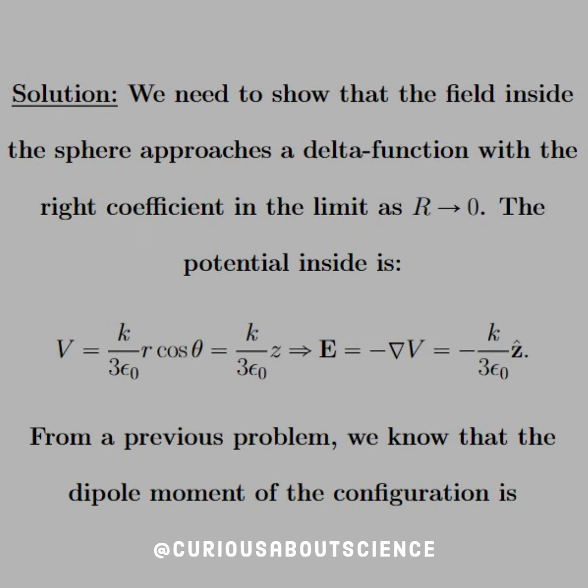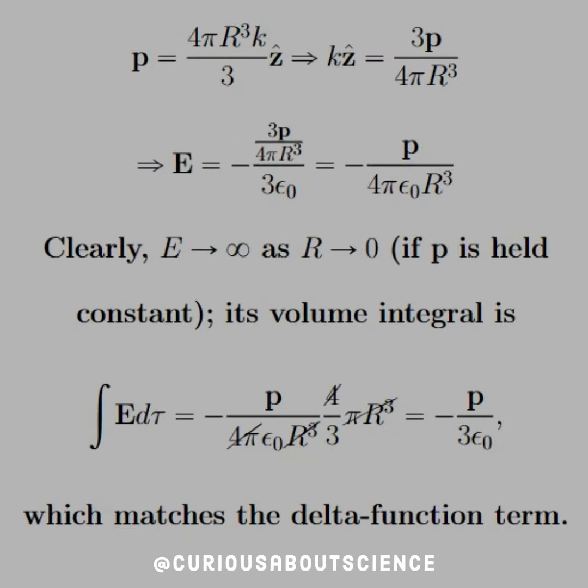We also know from a previous problem that the dipole moment of the configuration is P equal 4 pi r cubed k over 3 z hat. Note that the electric field that we just found and the dipole moment both have a factor of k z hat. So we solved the dipole moment equation for k z hat in order to substitute into the electric field, so we can write the electric field as a function of the dipole moment, which we do here.